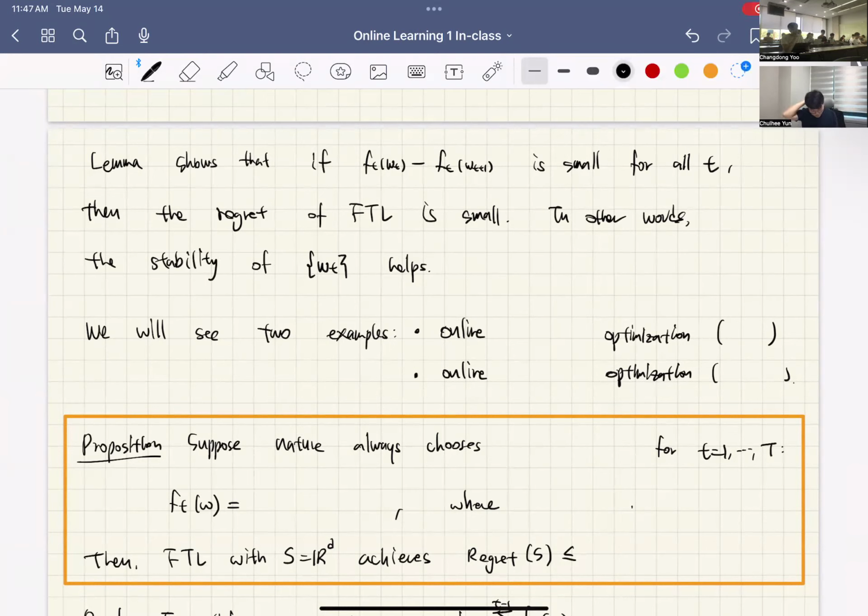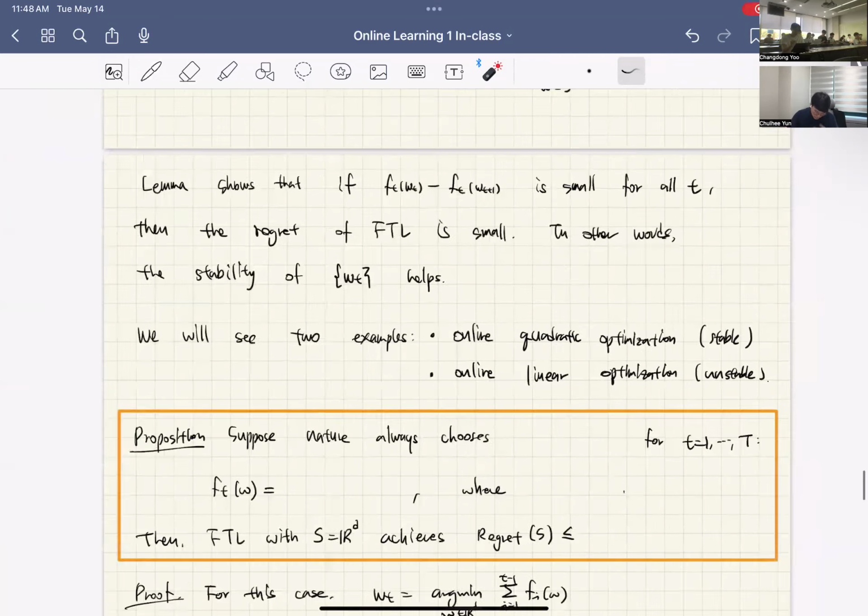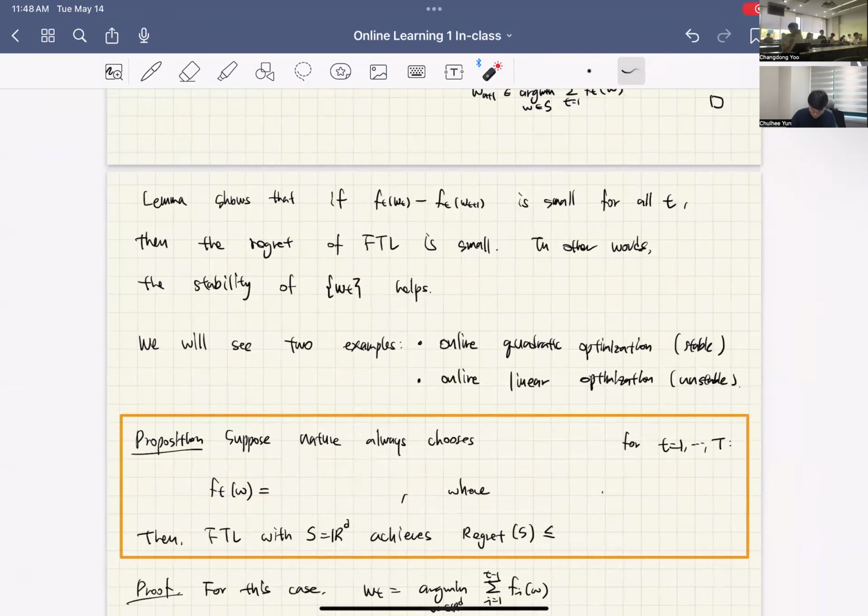Starting from next time, we'll see two examples. One would be online quadratic optimization. The other is online linear optimization. In the quadratic case, we will see that FTL is stable, and in the linear case, there exists an example where FTL is unstable, which leads to the failure of FTL. I think I ran out of time, so I'll continue next time with the analysis of FTL, and we'll move on to another algorithm called follow the regularized leader. This will give rise to other interesting online learning algorithms called online gradient descent and online mirror descent. So I'll continue next time.